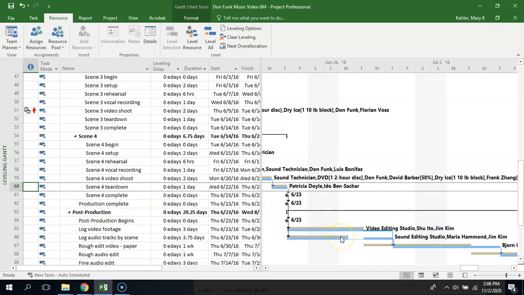So the tan bar is just there as a frame of reference to say, if we hadn't done the leveling, this is where it would have been. But now the blue one is what it's actually scheduling subsequent tasks after. Same thing here with the rough edit video paper. The pre-leveled start was the 28th of June, and now the leveled version obviously starts on the 30th of June because it's waiting until that predecessor task, log audio tracks by scene, is done.